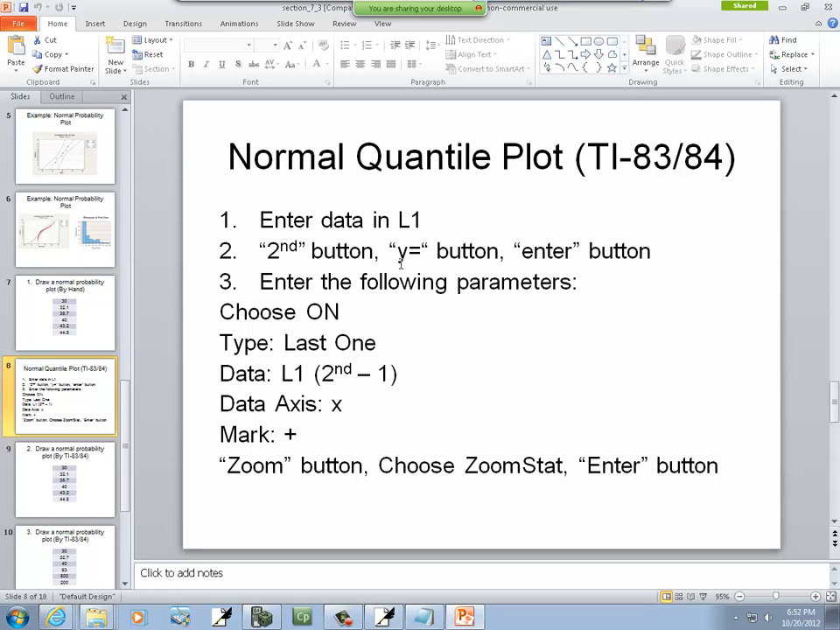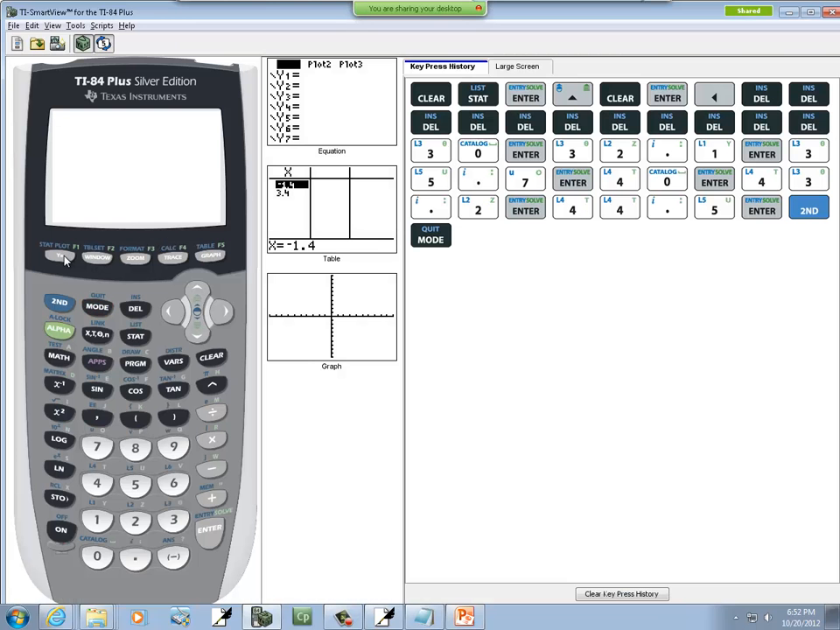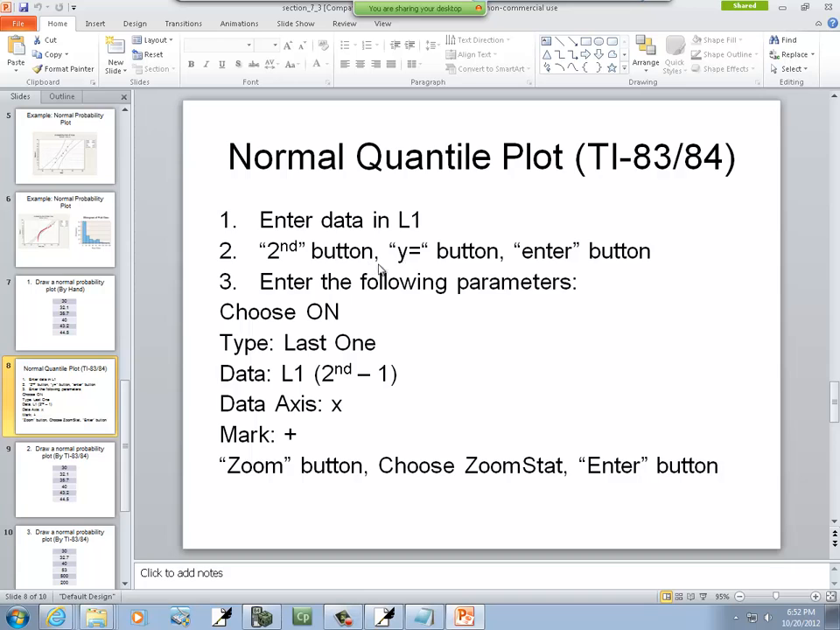Okay. So this says I have to go y equals. I got some junk on there from, oh, I'm lying to you. I don't have anything there. Okay, let me do a second mode, exit out of that. So second y equals.